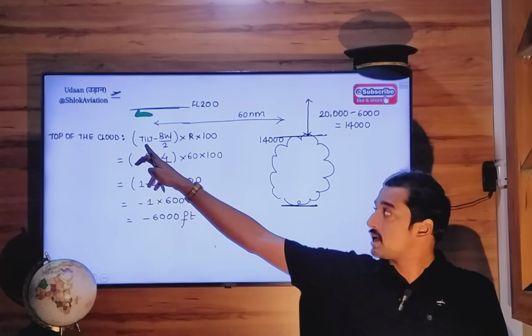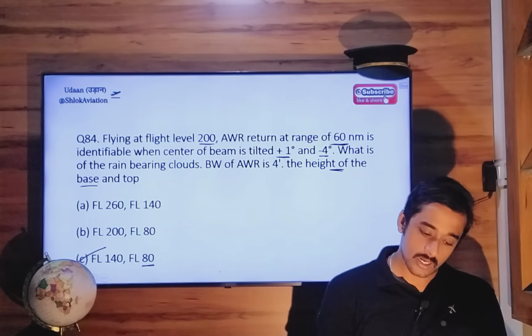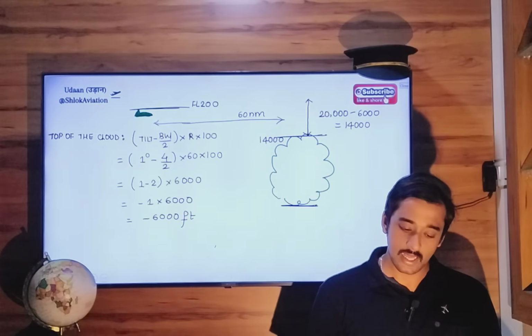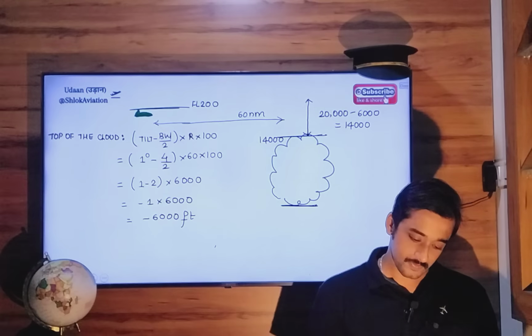So instead of writing tilt 1 degree, you are going to put the value tilt 4 degree in place of that. So you will get 8,000 feet as your answer.